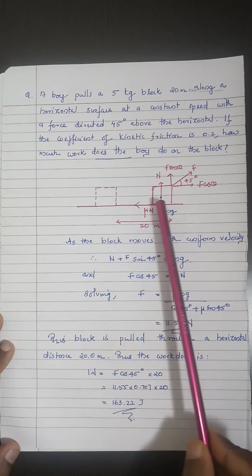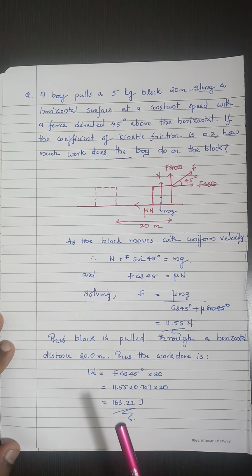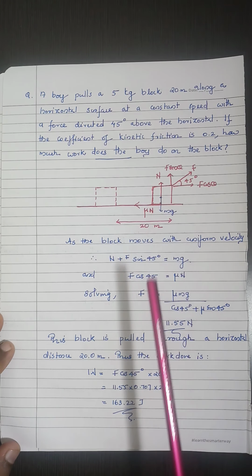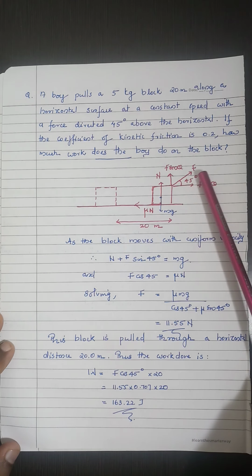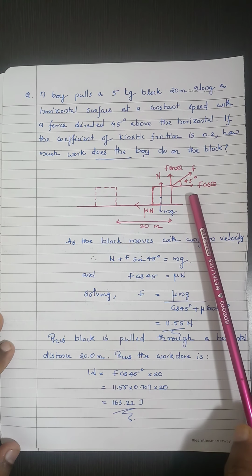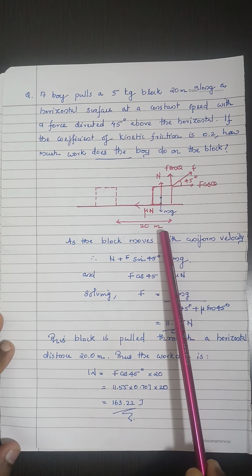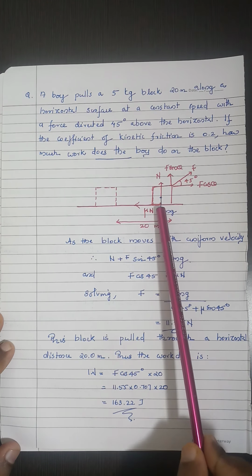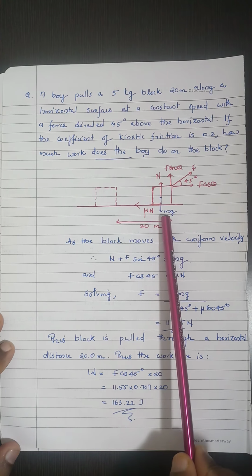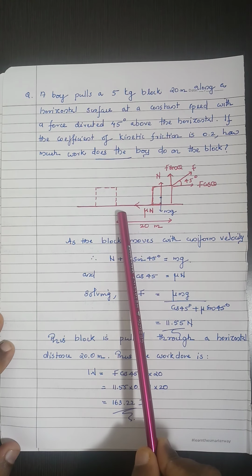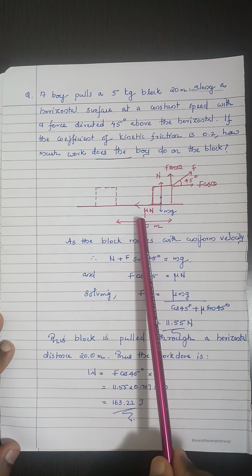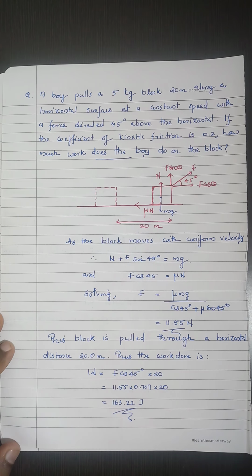Look at the figure. Look at the free body diagram of the body. Here the force is acting at an angle of 45 degrees. We split it into two components. The weight mg vertically downward, the reaction by the surface upward, the friction in the opposite direction of the force applied. So here the block moves with uniform velocity.